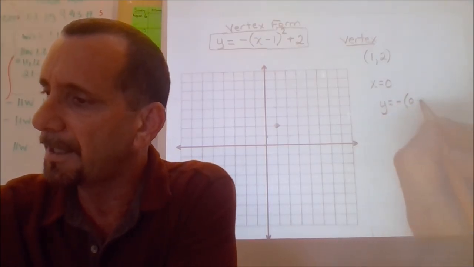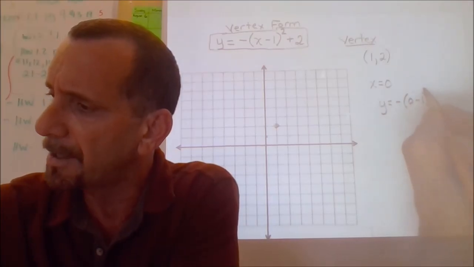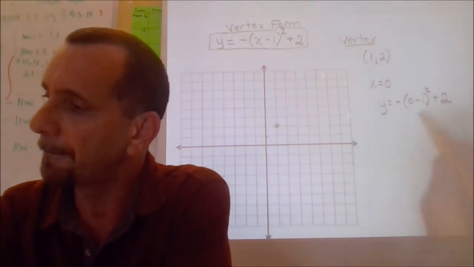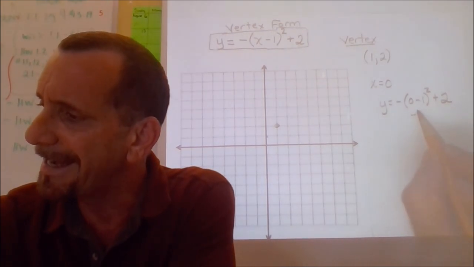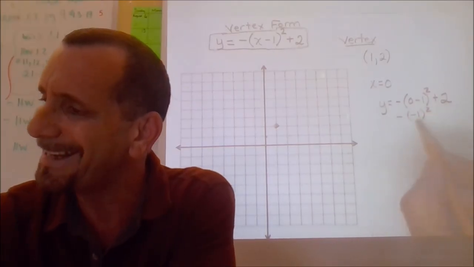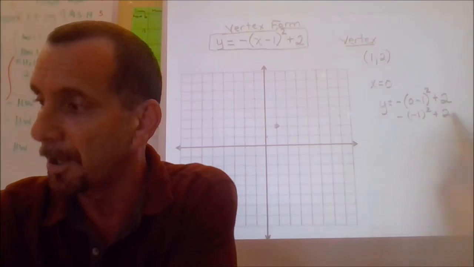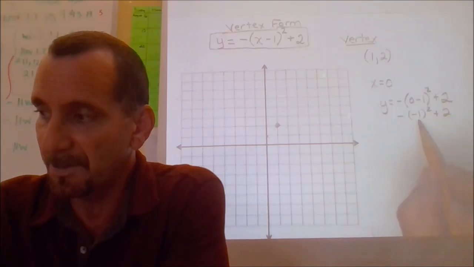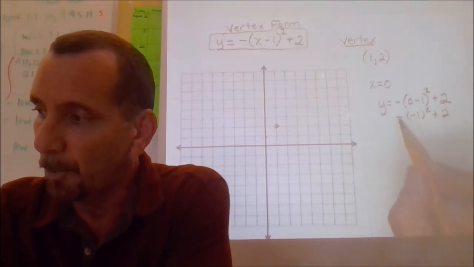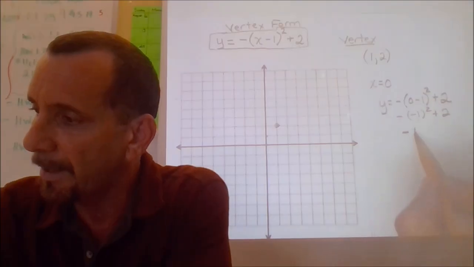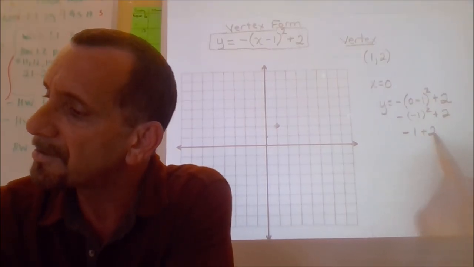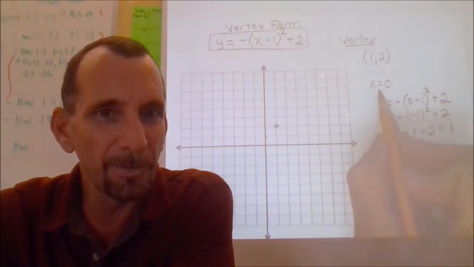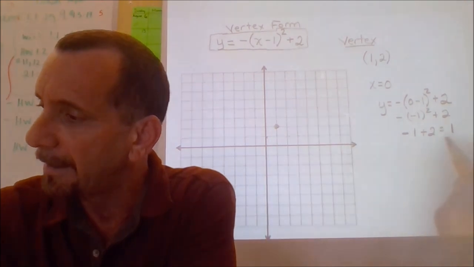Y equals negative 0 minus 1 squared plus 2. Okay, so 0 minus 1 is a negative 1, and I'll just write it out. A negative 1 squared plus 2. A negative 1 squared, that's the only term that's getting squared, is a positive 1. But we have to carry that negative down here, so we have a negative 1 plus 2, and that equals a positive 1. So when x equals 0, y equals positive 1.